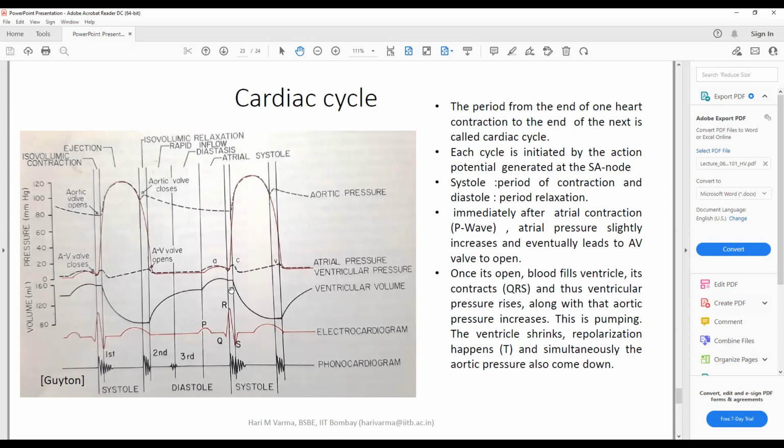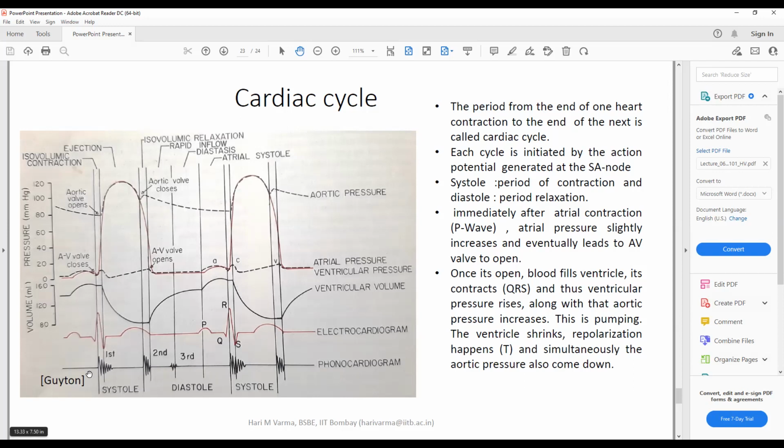So when the ventricle contracts, essentially its volume should decrease. But at the same time, this blood is now pushed to the aorta, so the aortic pressure should increase. This is called systole, because systole is the point where the blood pressure is increasing, right? And then this process continues. Then depolarization happens like that.